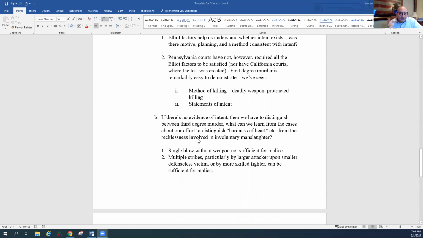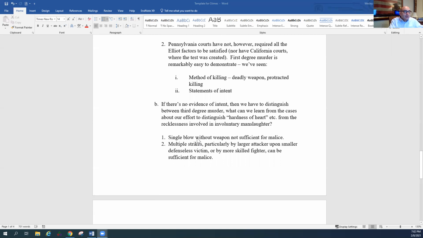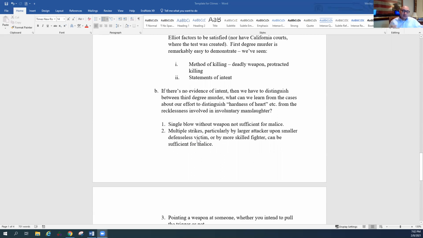So if we don't have any evidence of intent to kill, we're now looking to try to define third-degree murder. And if there's no evidence of intent to kill, third-degree murder becomes kind of our presumptive landing point. So what can we glean from the case law about the definition of third-degree murder as opposed to involuntary manslaughter, this thing on a continuum. What's less than that? And what lies between involuntary manslaughter and third-degree murder?